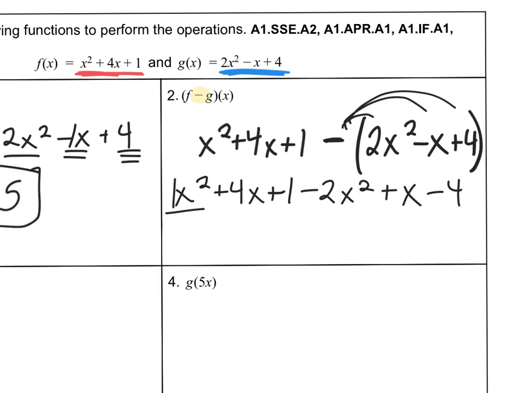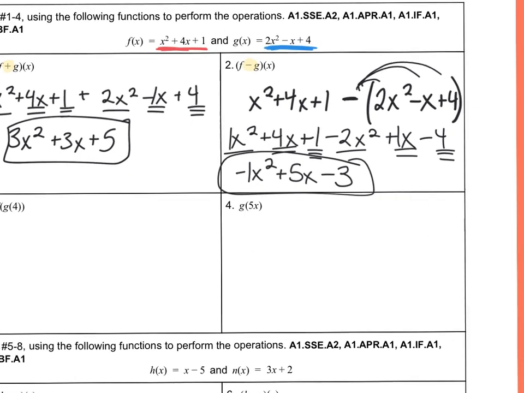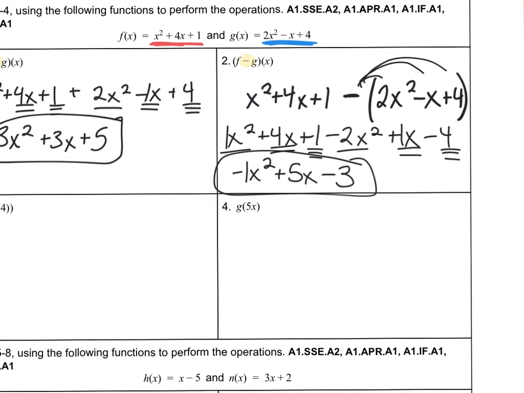And now we do the same as what we did with addition, and we need to find like terms. So I've got a 1x squared and a negative 2x squared, which is going to be negative 1x squared, or just negative x squared. Then I have 4x and a 1x, which is, and then I have a 1 and a minus 4, minus 3. And that is it. Questions on that? Okay, so we're all good with f plus g of x and f minus g of x.